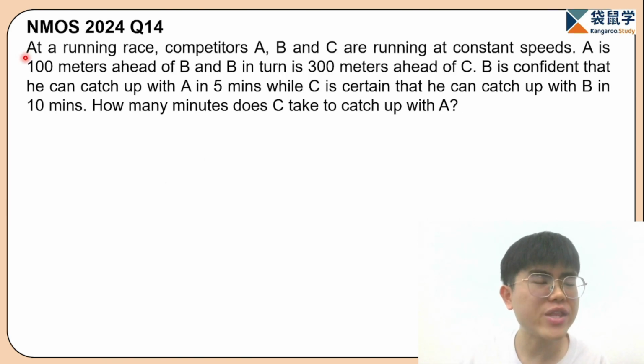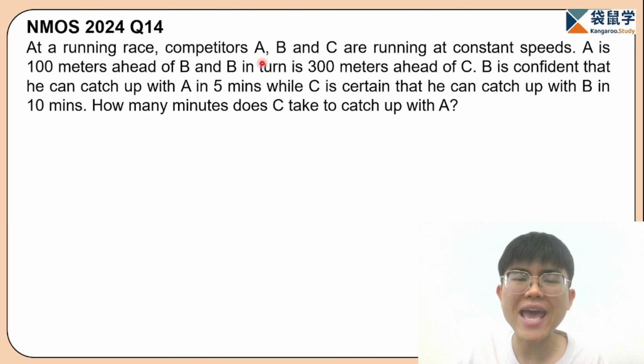So from the question, we know that in a running race, competitors A, B, and C are running at constant speed. A is 100 meters ahead of B, and B in turn is 300 meters ahead of C. B is confident that he can catch up with A in 5 minutes, while C is certain that he can catch up with B in 10 minutes. How many minutes does C take to catch up with A?